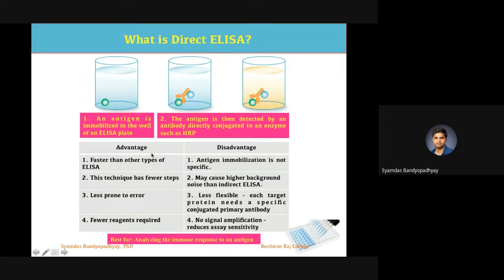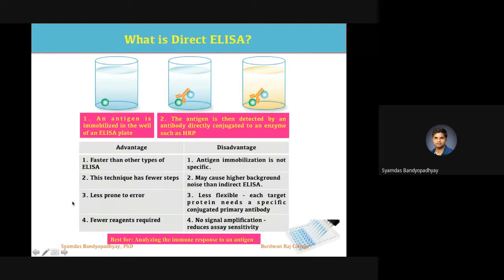Okay. Now there are certain advantages as well as disadvantages of performing direct ELISA. For example, advantages are it is faster than any other types of ELISA. You can perform this experiment in a couple of hours, right? That's the first advantage, very fast. And then the second advantage is that this technique has fewer steps. These techniques involve only 2 or 3 steps. Less steps means less number of errors. That's the third point. Less prone to errors just because it has a minimum number of steps.